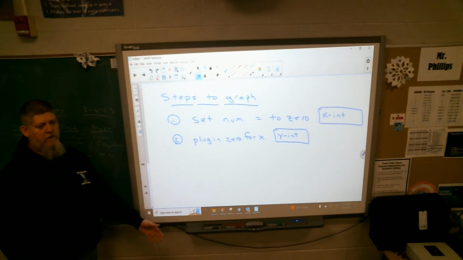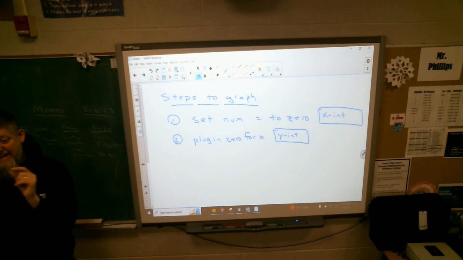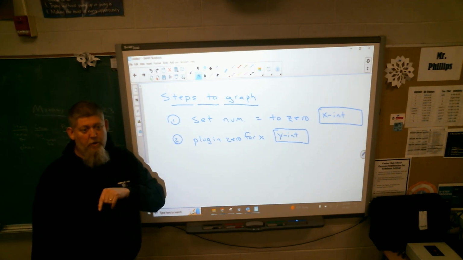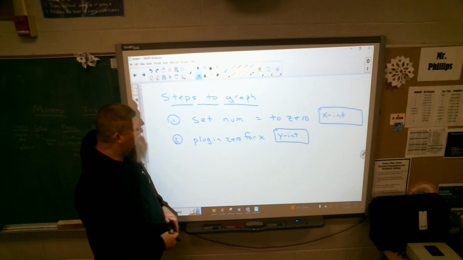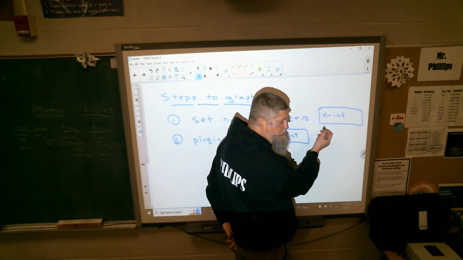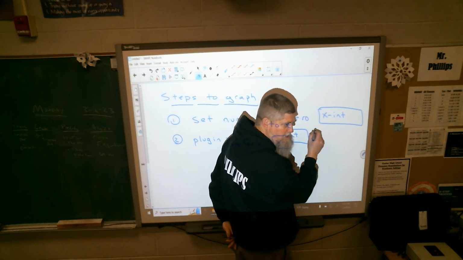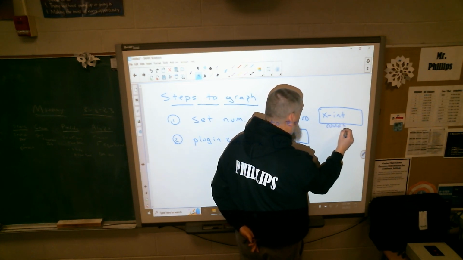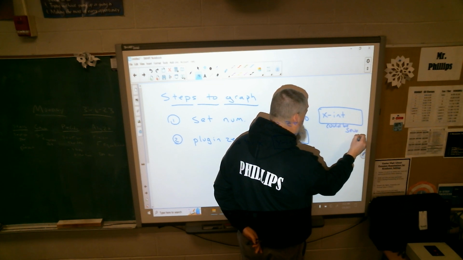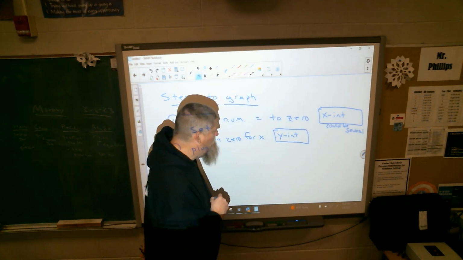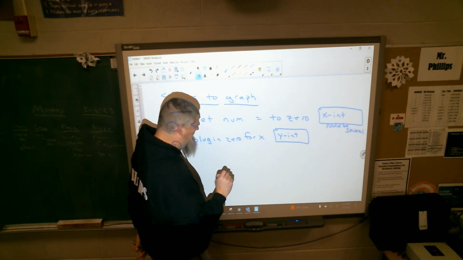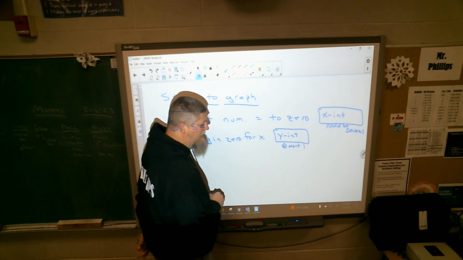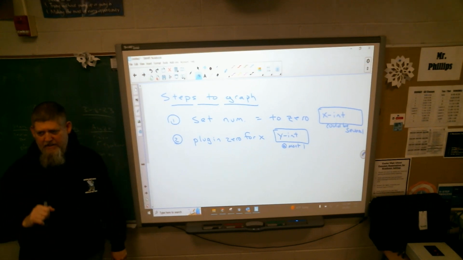So set the numerator equal to 0. It'll tell you where it crosses the x-axis, if it crosses the x-axis. You're going to plug in 0 for x. That's going to tell you where it crosses the y-axis. Can you have more than one x-intercept? Yes. Absolutely. Could be several. Y-intercept, at most 1, because remember the whole idea of the vertical line, the definition of a function.